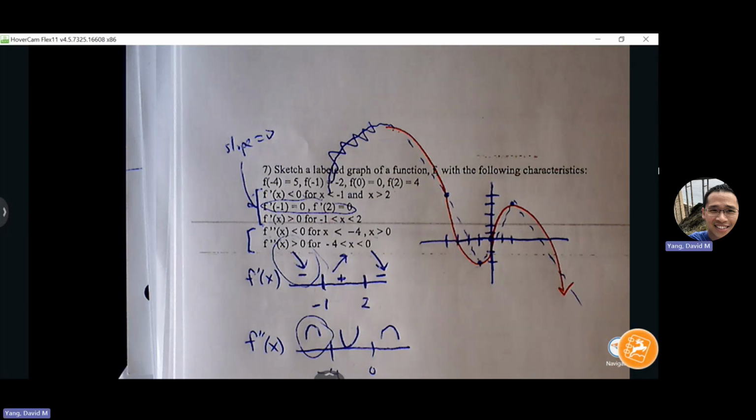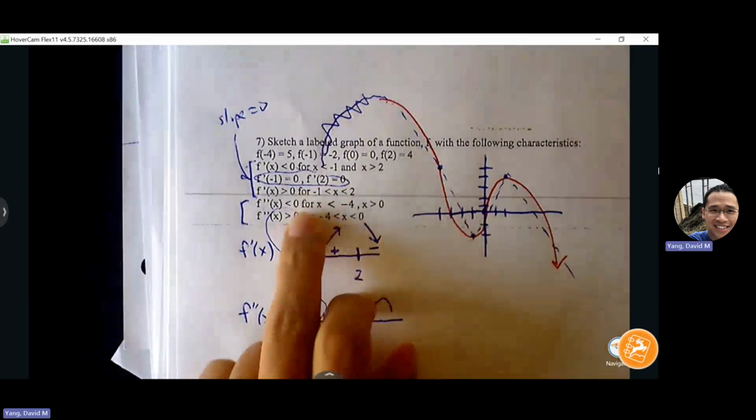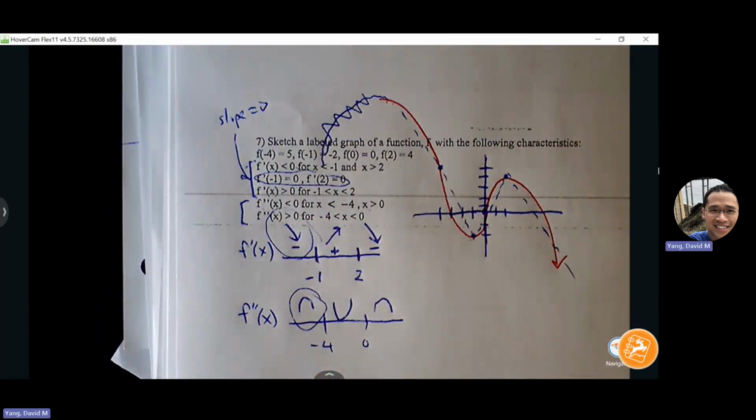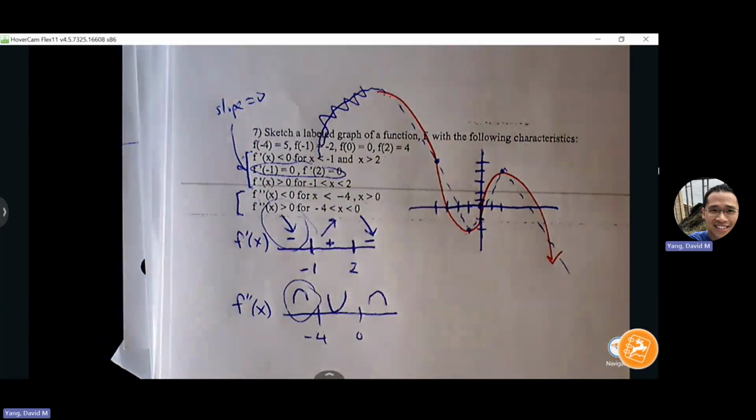If you get the drawing part wrong but get everything else right, I'll still give you partial credit. But the more information you show me, the more I can give you partial credit. So show me the sign lines and I can.